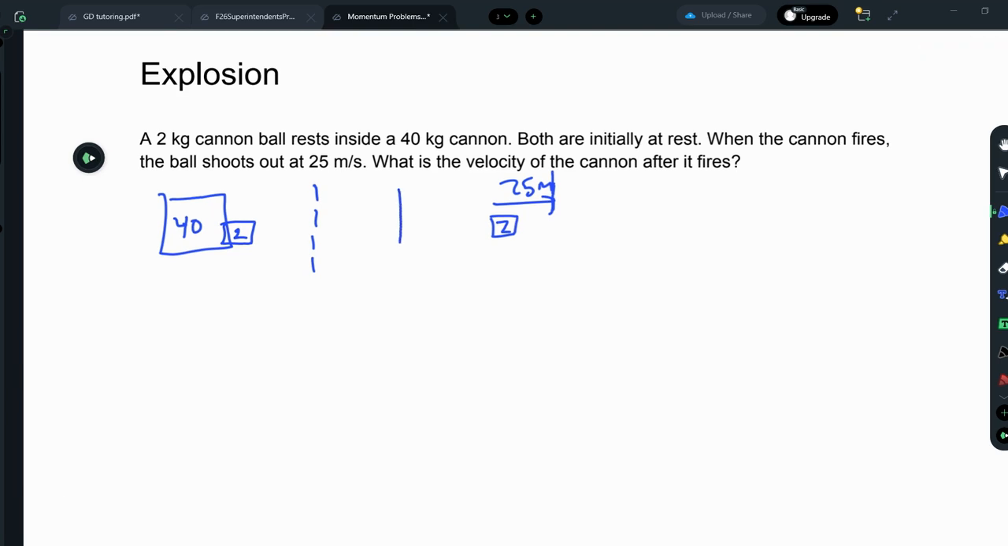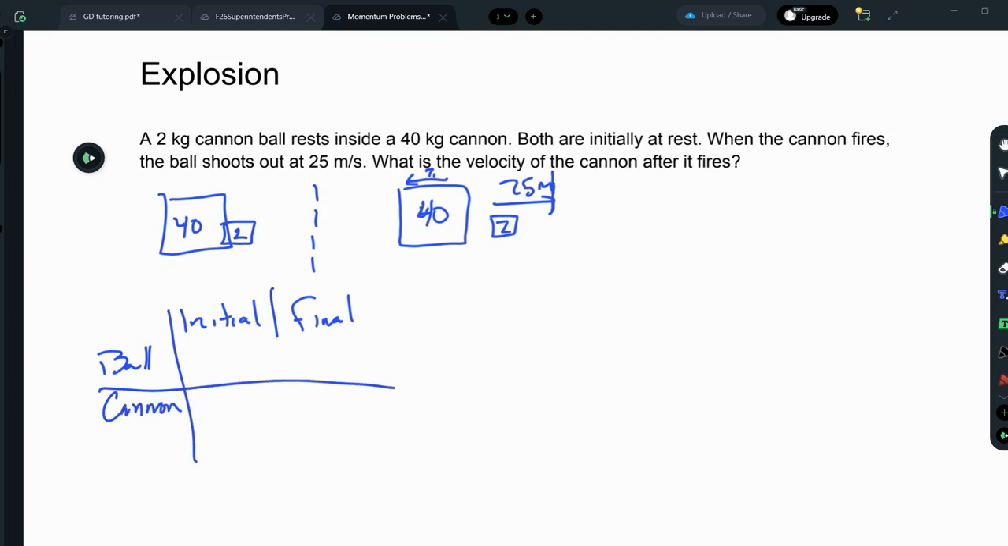And the cannon is our unknown, right? We don't know which way that's going to go. Or we know which way that's going to go. It's pretty clear that it's going to go backwards, but we're not sure how quickly, right? So let's see if we can figure it out by using the same table method. We've got initial and final. We've got a ball and a cannon. And we've got a system.